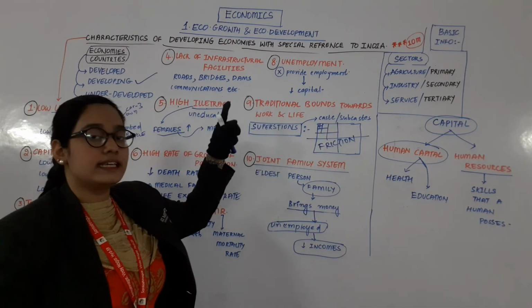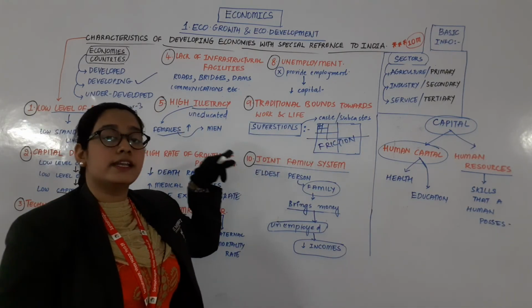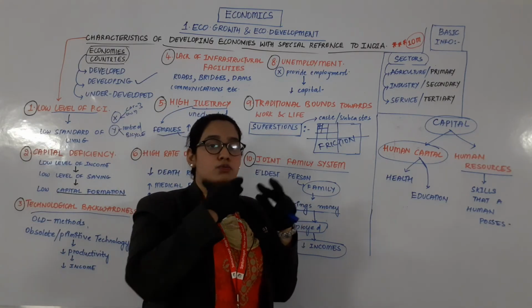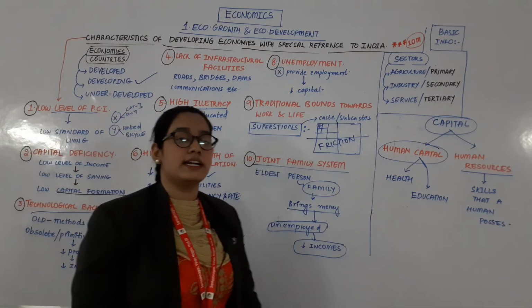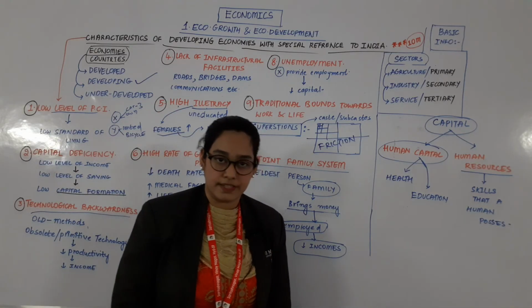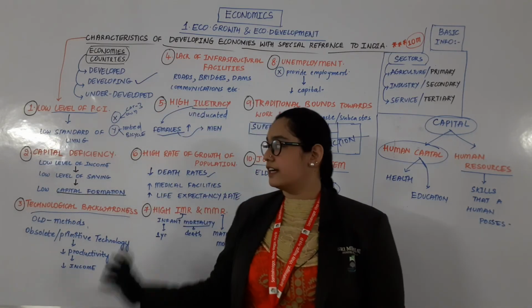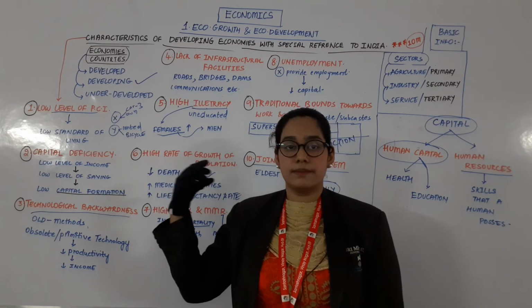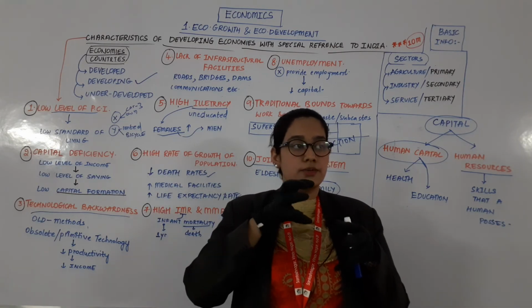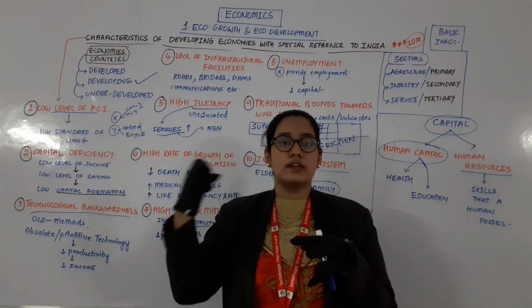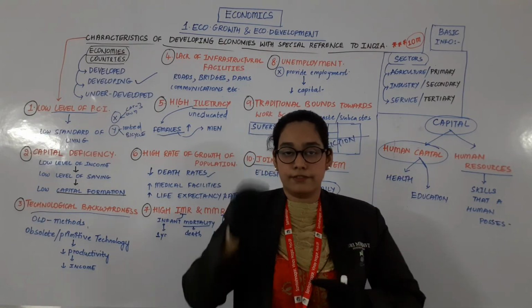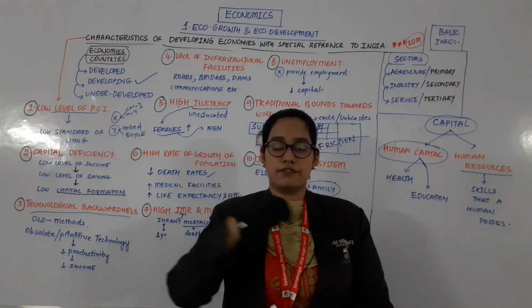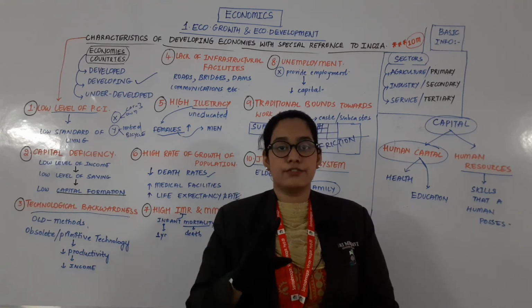Next point, eighth is unemployment. Ninth one, traditional bounds towards work and life. Last point is joint family system. Is that clear? So try to understand this concept. In second year economics, you need to connect everything with your real life, then you can understand economics very easily. If you just try to by heart it, after few days you are going to again forget it.